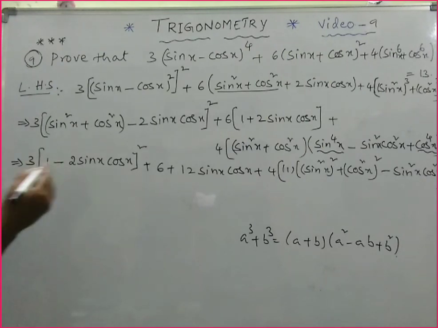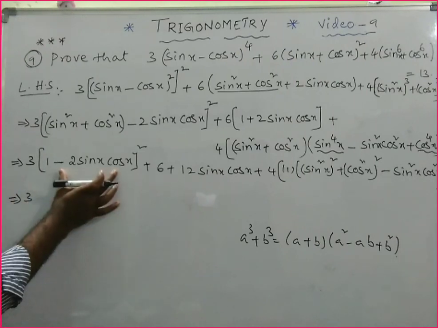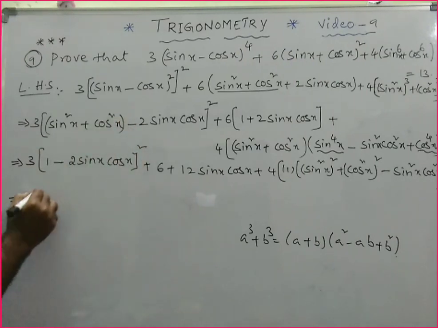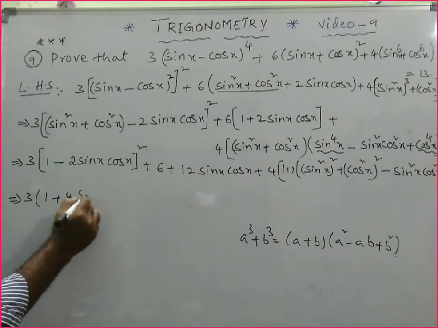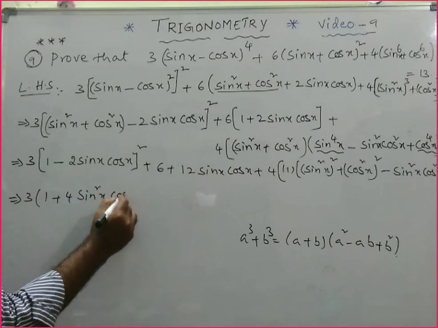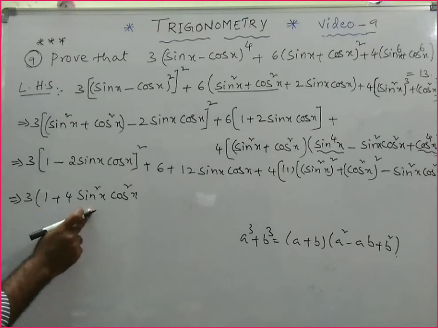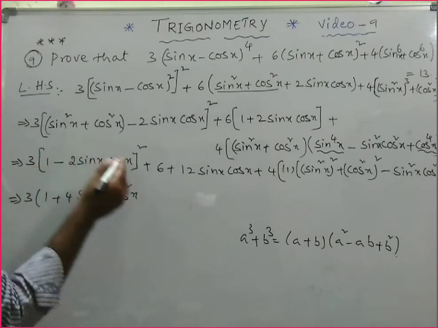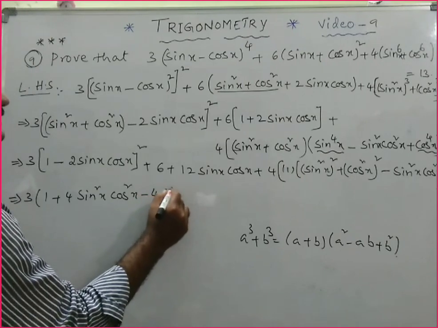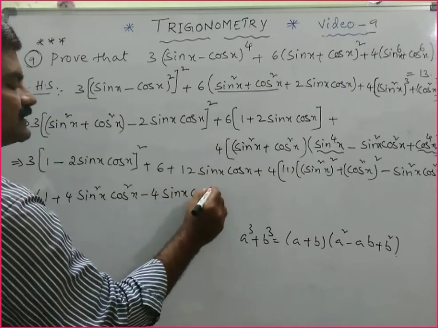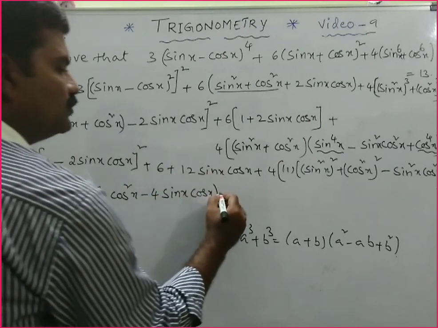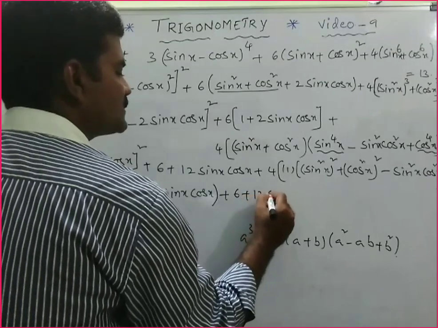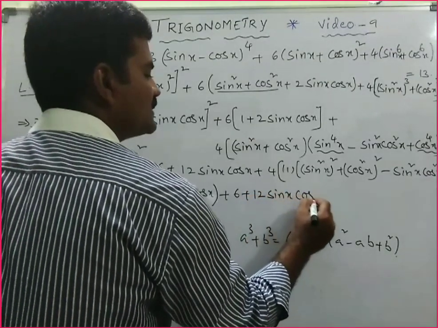Fine. Now see, this is once again a minus b whole square. A square, which is 1, plus b square, square of this term, 2 square is 4 sin square x cos square x, a square plus b square, minus 2ab, no? So minus 2 into 2, minus 4 sin x into cos x. Fine. This bracket is closed. And followed by, there are 2 more terms, that is plus 6 and plus 12 sin x into cos x.